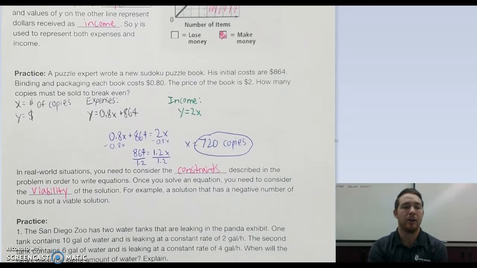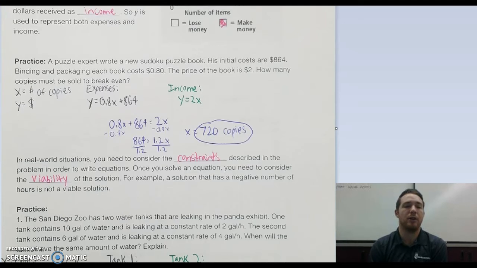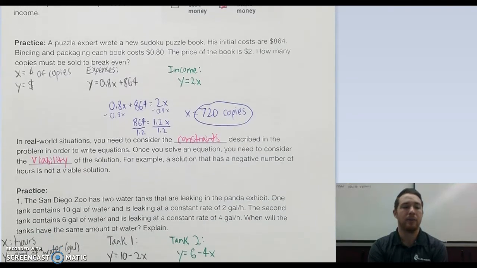So we have one down here where San Diego Zoo has 2 water tanks that are leaking in the panda exhibit. One tank contains 10 gallons of water, leaking at 2 gallons per hour. The second tank has 6 gallons of water and is leaking at 4 gallons per hour. So we need to find out when the tanks will have the same amount of water. So same thing, we have to set up a system of equations.